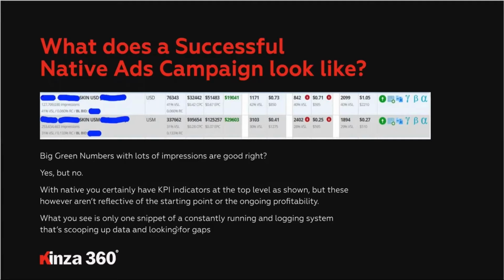I wanted to show you what a successful native ads campaign looks like, because it's always important to know. This is a skin offer, and the big green numbers with a lot of impressions are good, right? Yes, but no. With native, you certainly have KPI indicators at the top level as shown, but these aren't reflective of the starting point or the ongoing profitability, right? So what you see is only one snippet of a constantly running and logging system that's scooping up data and looking for gaps.